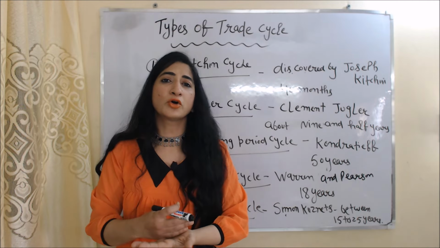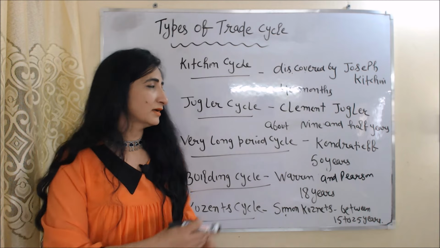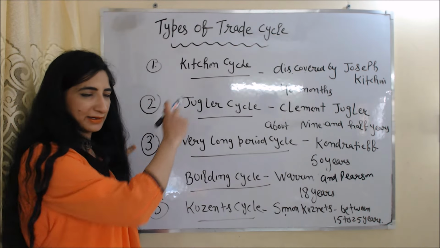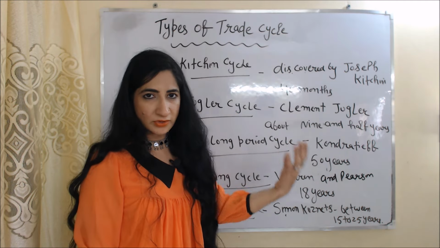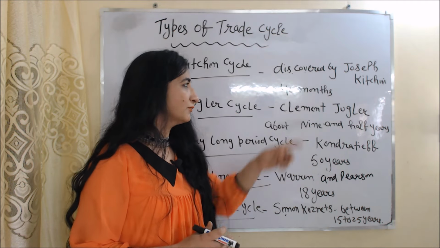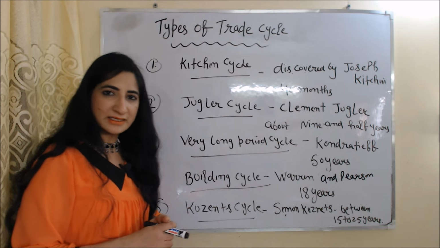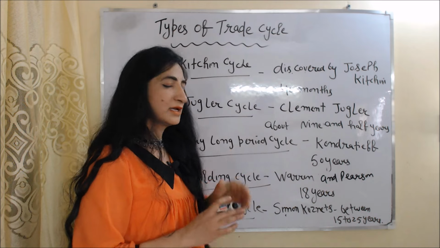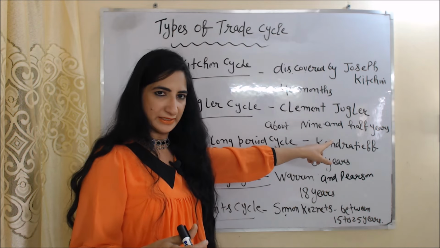Now we are going to talk about types of business cycle. There are so many types of business cycle. First is Kitchen cycle. This cycle is discovered by Joseph Kitchen. According to him, duration of trade cycle is about 40 months. Next is Juggler cycle. This cycle is discovered by Clement Juggler. According to him, duration of trade cycle is about 9.5 years.